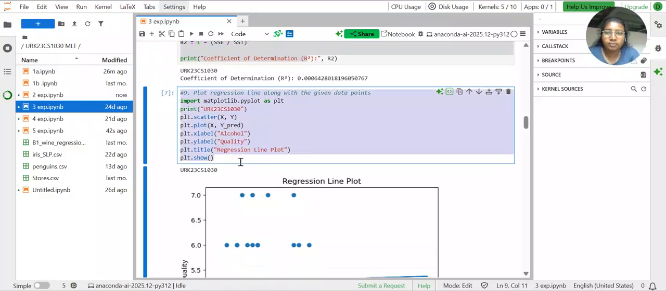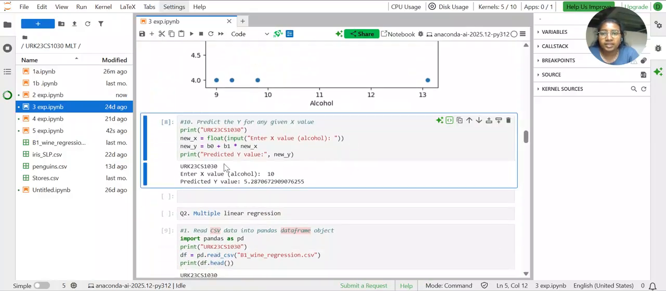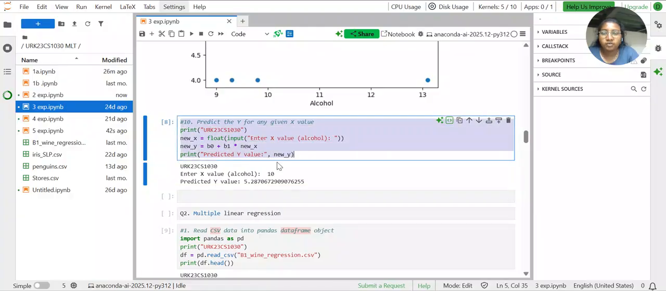Ninth, I have plotted the regression line. There I have plotted the regression line along with the given data using a scatter plot. Tenth, I have predicted the y for a given x. Finally, I use the regression equation for predicting the wine quality for a given alcohol value.